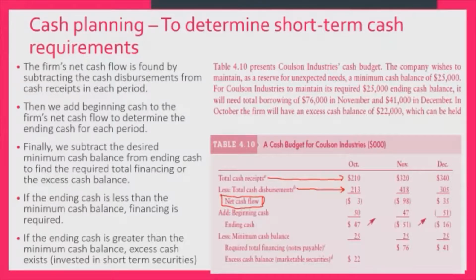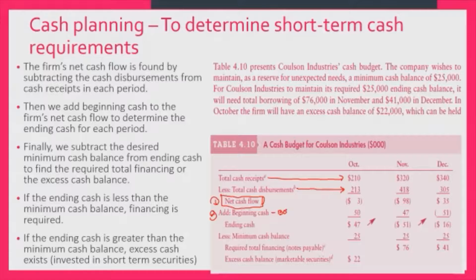Then, step 2, we need to add beginning cash. You know, this cash is the cash figure you'd find in your balance sheet. This is the cash figure that you have in your account. So if you're doing your small business and you have cash in your account, this is your beginning cash for the month. So in the month of October, the firm had 50,000, right?